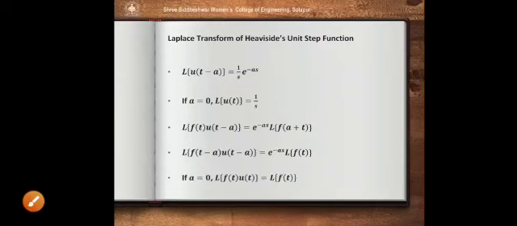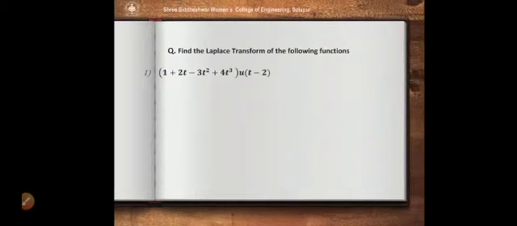Okay. Again in this result, if a equal to 0, then L of f of t into u of t is equal to e raised to 0 for a equal to 0, that is 1. So it is simply Laplace transform of f of t. Now we will solve examples. Find a Laplace transform of the following functions.